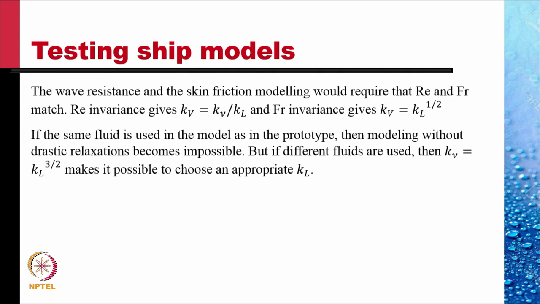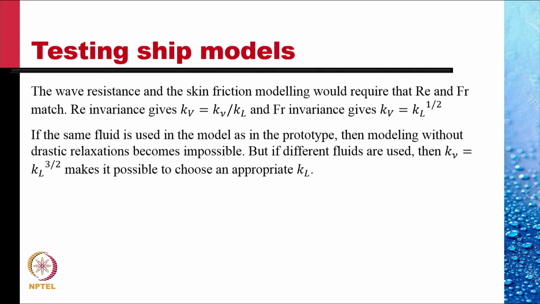The other resistance is related to the energy that is dissipated in the waves that move away from the ship. So the drag of the ship has two components, the skin friction drag and the wave drag. The wave resistance and the skin friction modeling would require the Reynolds number and Froude number to match.